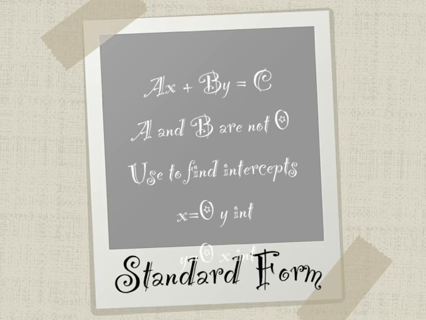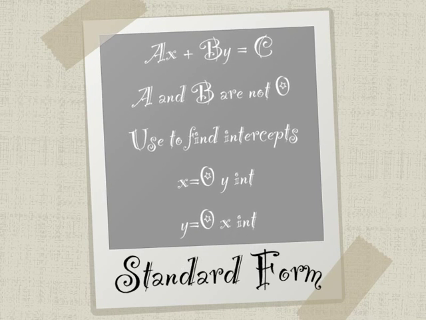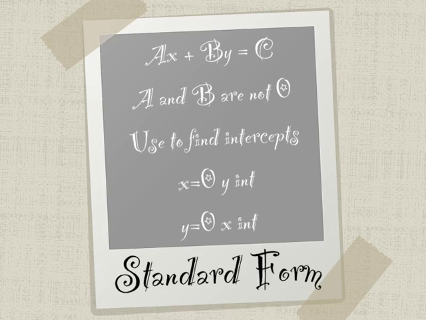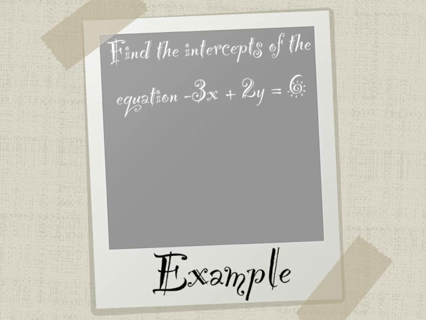Next, we'll be looking at standard form. Standard form is when ax plus by equals c. A and b are not 0, and you really only use this to find the intercepts. In order to find intercepts, you'll make x equals 0 and you'll make y equals 0 to get those different intercepts. So let's work that out, find the intercepts.